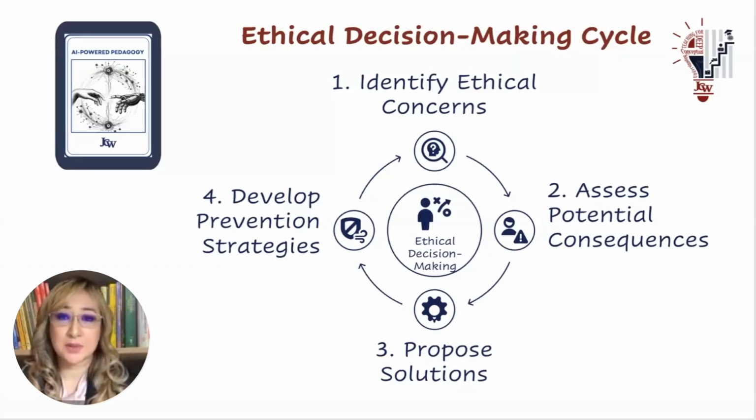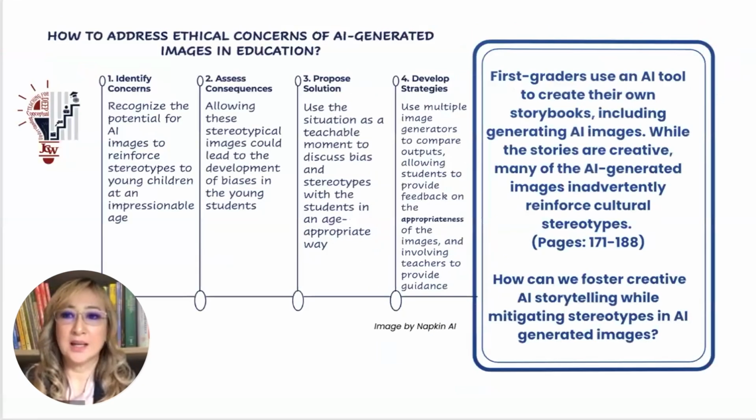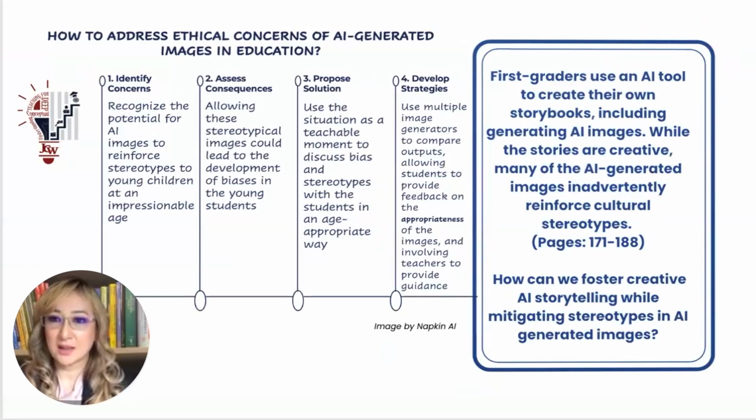So let's have a look at some examples of some teachers who have looked at a scenario and then they've gone through the decision-making cycle. So here they looked at this particular scenario, which is on the cards. First graders use an AI tool to create their own storybooks, including generating AI images. While the stories are creative, many of the AI generated images inadvertently reinforce cultural stereotypes. And I discuss this in my book on page 171 to 188. And here's the discussion question: how can we foster creative AI storytelling while mitigating stereotypes in AI generated images?